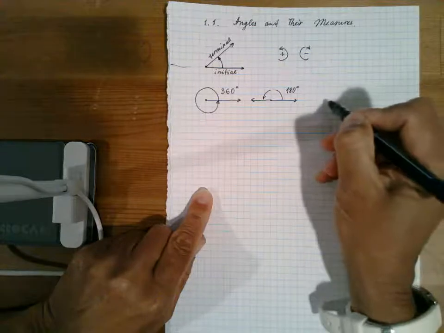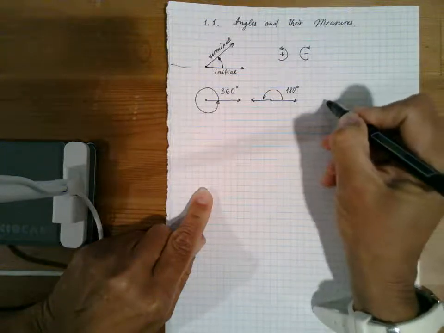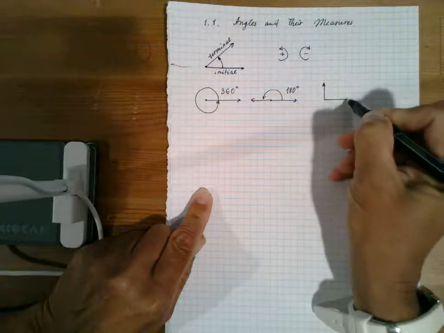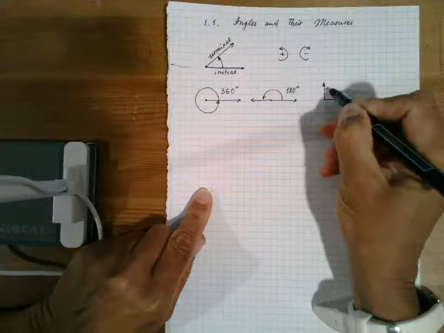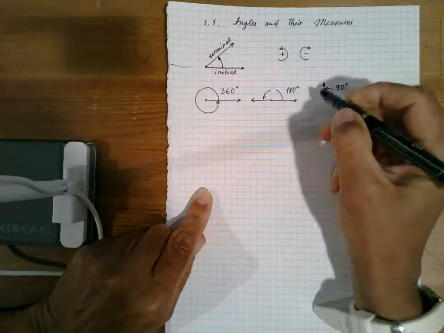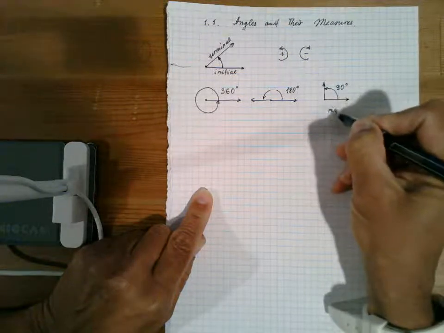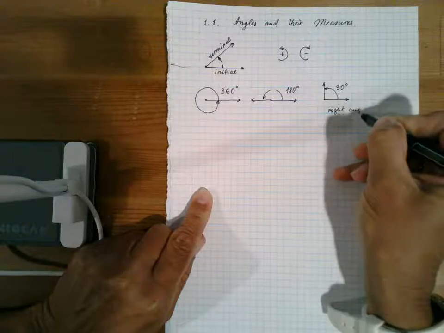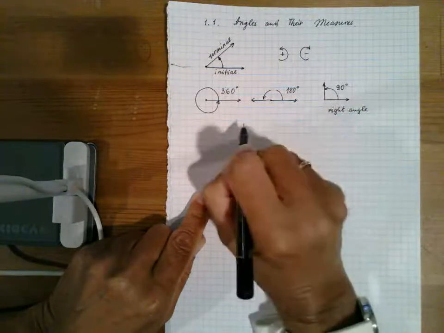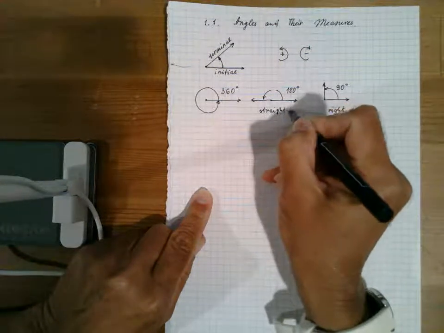More angles. Well, if we keep dividing this angle, divide it in half again, we are going to have an angle which is going to look like this, and it's going to make 90 degrees. Well, again, half of 180. This angle is called a right angle, and this angle is called a straight angle. You write it down.